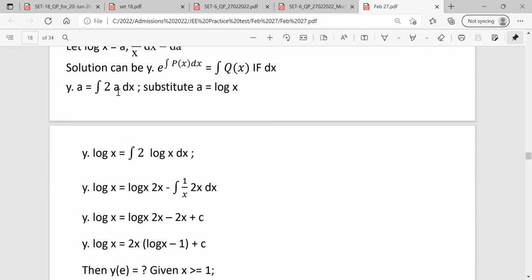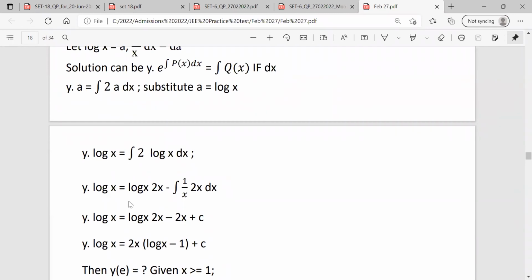Now what we are going to do is substitute back a is equal to log x. So we have the equation as y into log x is equal to integral of 2 into log x into dx. Now we know the formula, right? First function into integral of second function minus integral of d by dx of first function into integral of second function. I know most of you have an idea about how we have to solve this question.